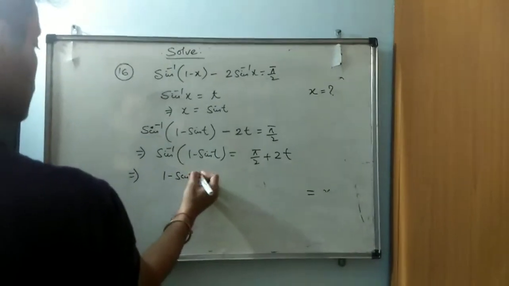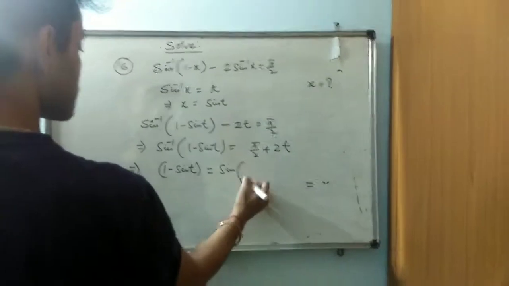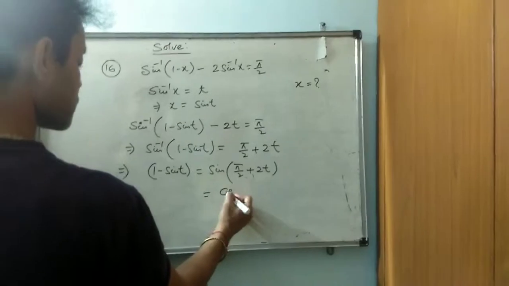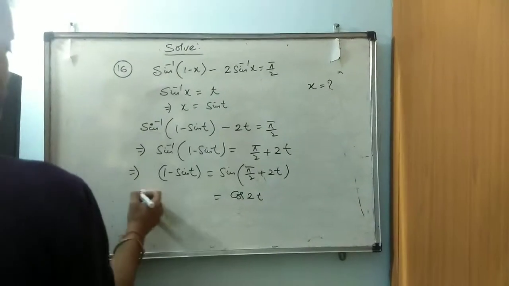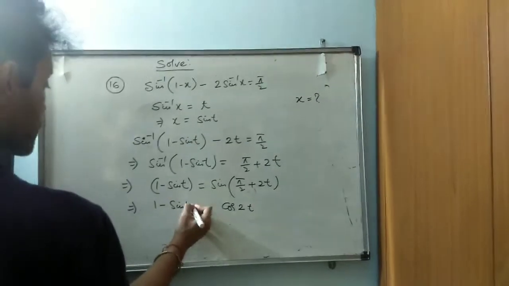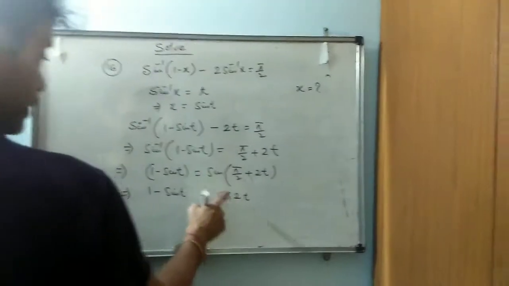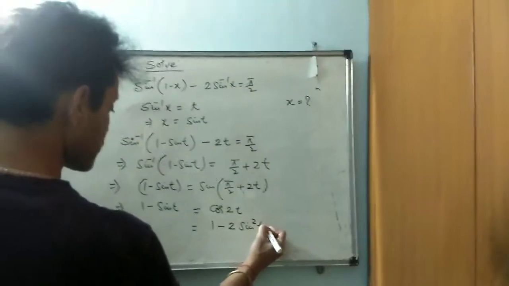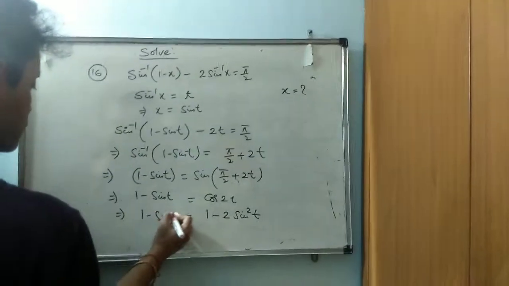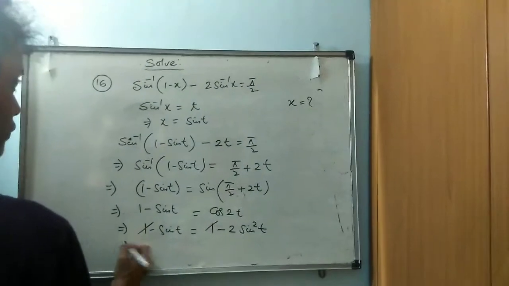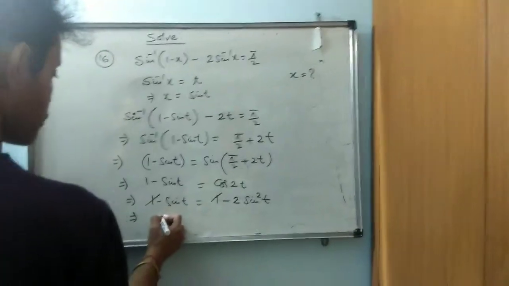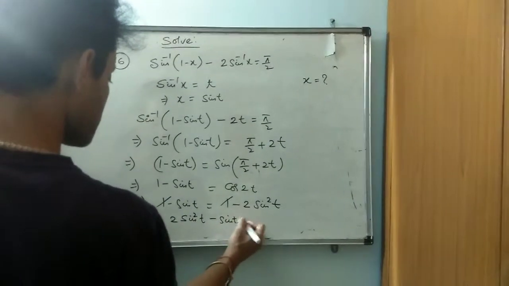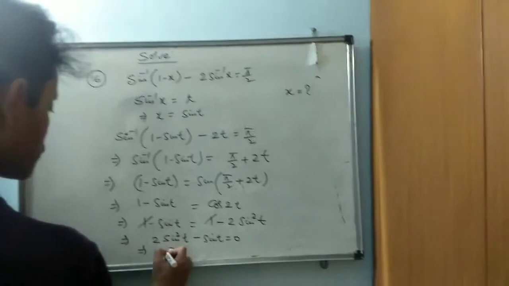In the very next step, we have 1 minus sin t is equal to sin (90 plus theta). Sin (90 plus theta) gives you cos theta. Second quadrant. In second quadrant, sin is positive, and because of complementary nature, sin changes to cos. Cos 2t can be written as 1 minus 2 sin square t. Now 1 and 1 gets cancelled, and when we simplify it, we are getting 2 sin square t minus sin t equal to 0, which gives us two values of sin.